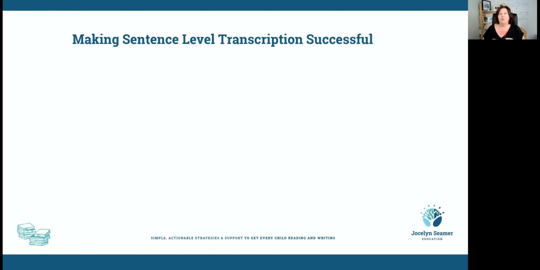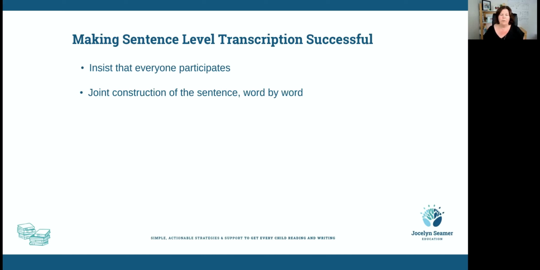Making sentence level transcription successful relies on a few key things. You need to insist that everyone participates. It's not about you doing it on the board and writing the sentence and the kids sit there and do this and then they copy it off the board. Copying is the enemy of engagement and learning, so everyone needs to participate. You're going to use joint construction word by word.